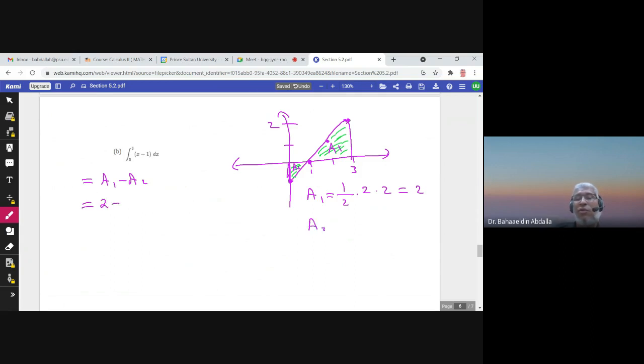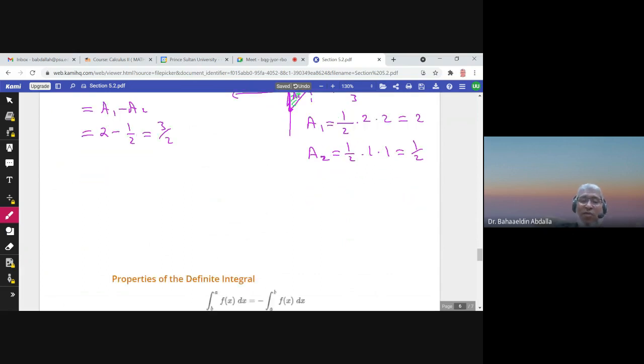What is A2? A2 is the area of this triangle. Again, it's half times the length of the base, which is 1, times the height, which is 1. So 1 over 2, half. So the area would be 2 minus half, which is 3 over 2. If you use the method of limit sum, you will find that this definite integral is also 3 over 2. But here we found the value using areas, using the graph.